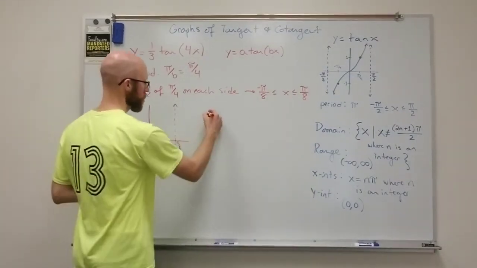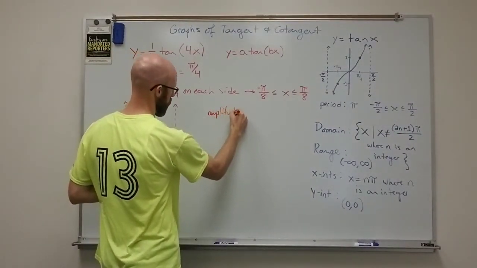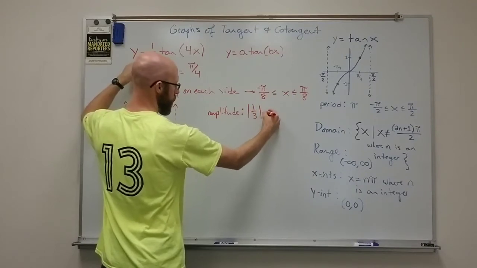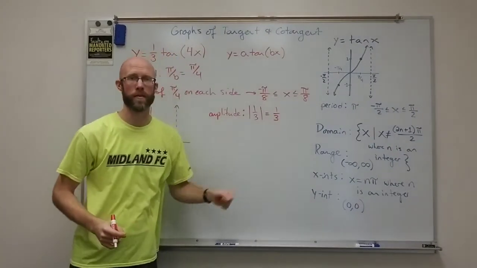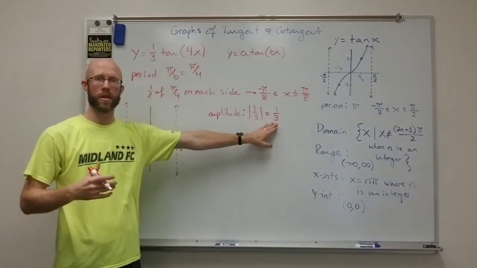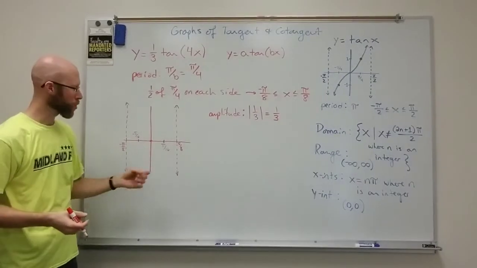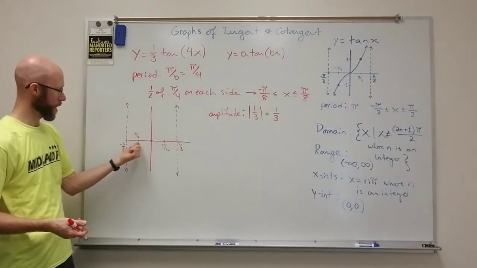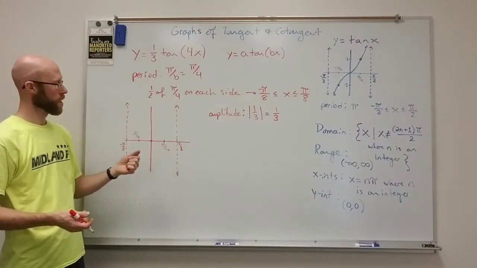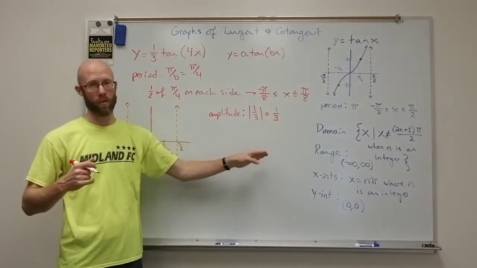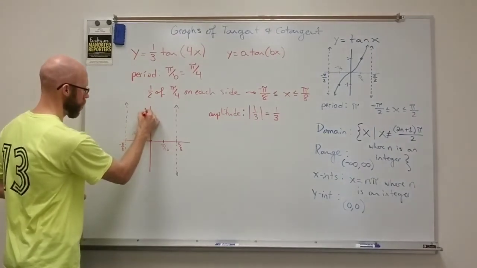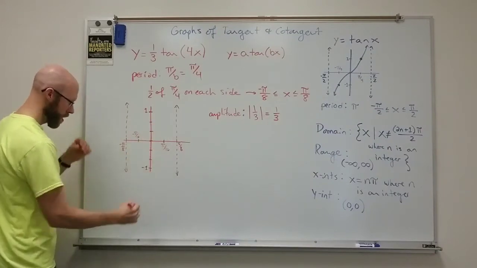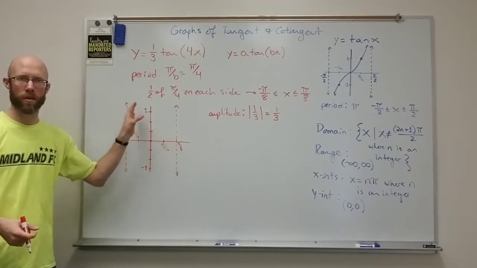Now the amplitude, remember the amplitude is the absolute value of this A value, which of course is 1/3, okay? So remember this 1/3 now is the value of the function halfway between the x-intercepts and the vertical asymptotes. Okay, so in our case, at negative pi over 16 and at pi over 16, the height of the graph is 1/3 or negative 1/3. Okay, so I'm going to go ahead and put 1 and negative 1 on the graph, and then cut those into thirds, just so I have a reasonable idea of what this looks like.